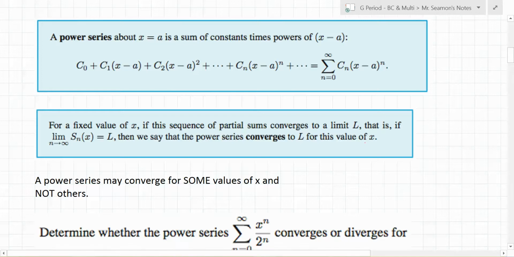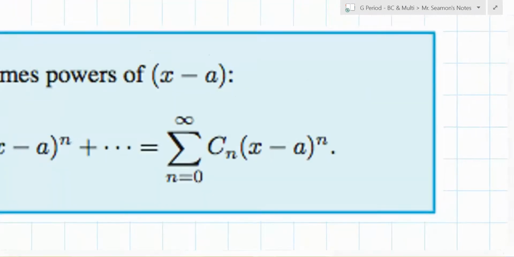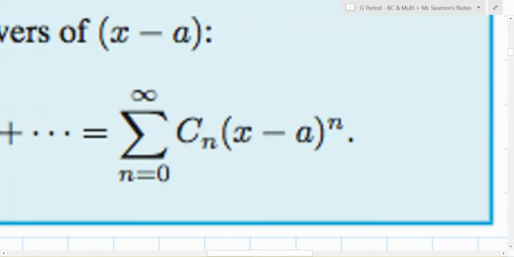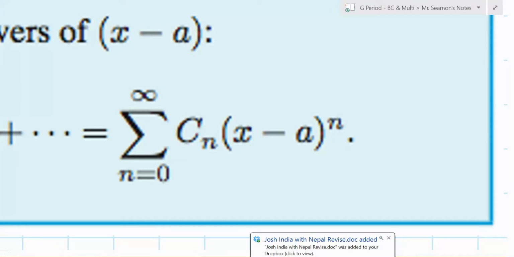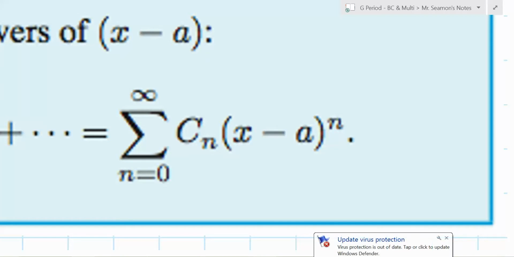So the first thing we're going to look at is this general expression right here. Is that a series or a sequence? It's a series. Why? Summation, yeah. So this is the general form right here. This is the general form. Take a look. You know what this means.